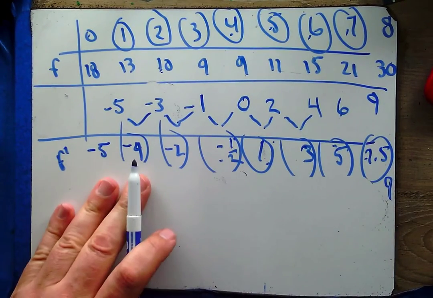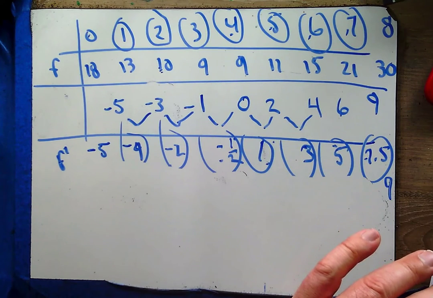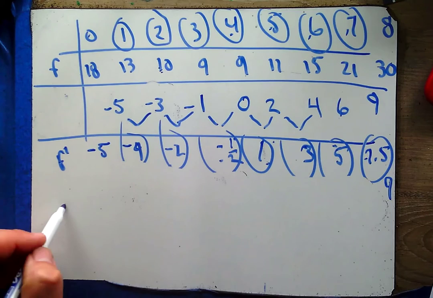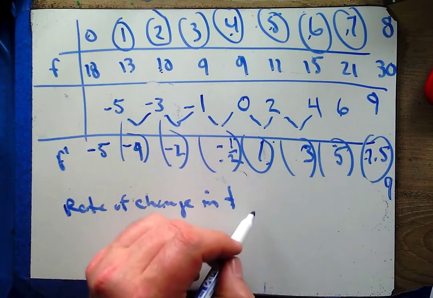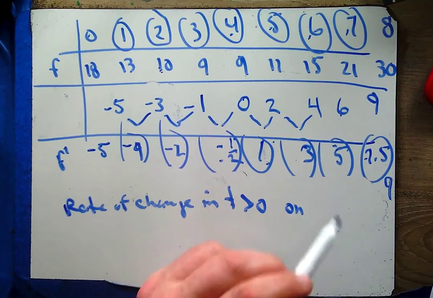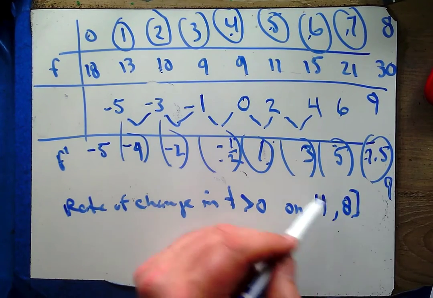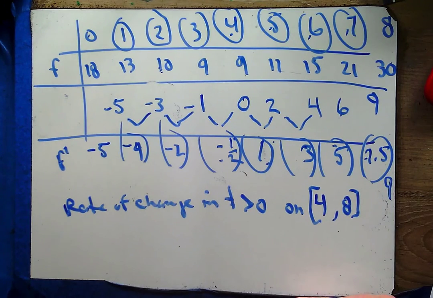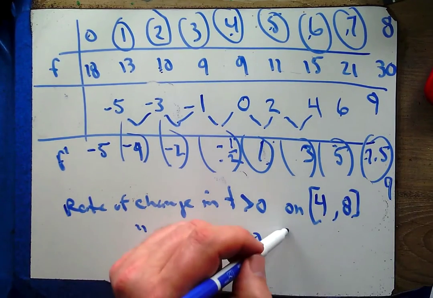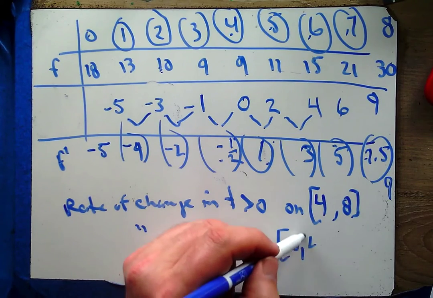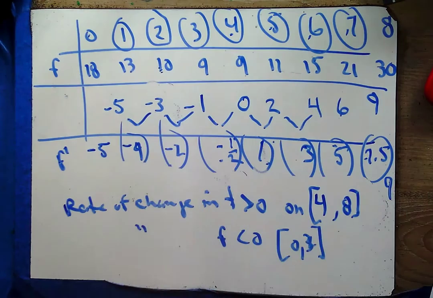Okay. I'm just going to answer the questions here. Where is rate of change in f positive? Rate of change in f greater than 0 on 4 to 8. Okay, and then they ask us, where is it negative? Well, rate of change in f is less than 0 on 0 to 3. I don't want to say 4. Okay. No, I don't know. I don't know when we go from negative to positive. Somewhere between 3 and 4.